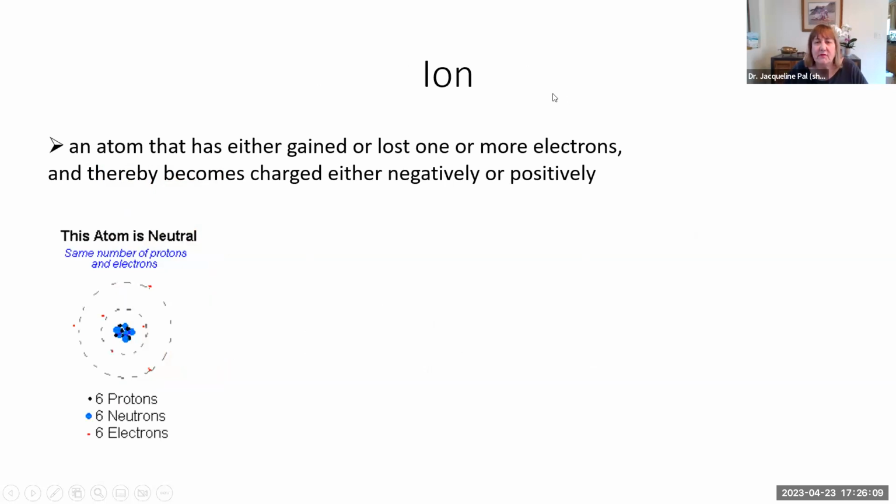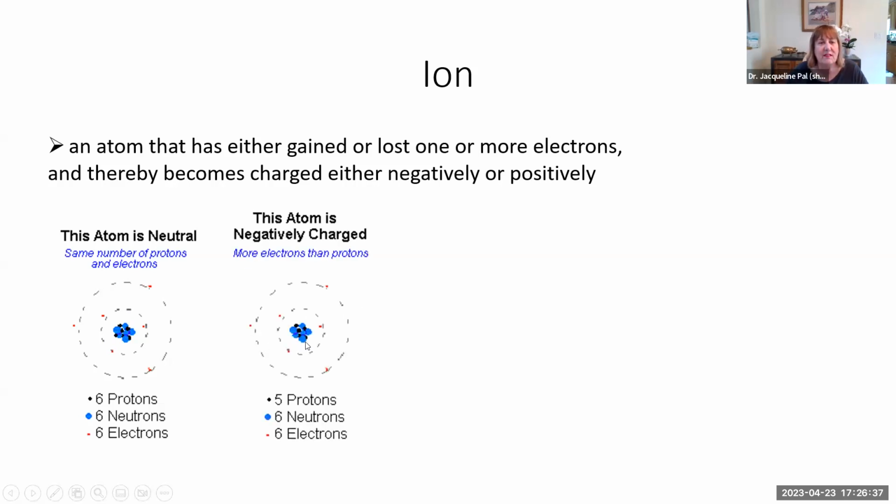So first we need to define what an ion is. And an ion is one that is no longer neutral. So we talked before about atoms being neutral, where they have the same number of protons as they did electrons. The number of neutrons doesn't matter. It's just the positive charges have to equal the negative charges. Okay. Now, if an atom loses an electron, it's not going to be neutral. And if an atom gains an electron, it's not going to be neutral.